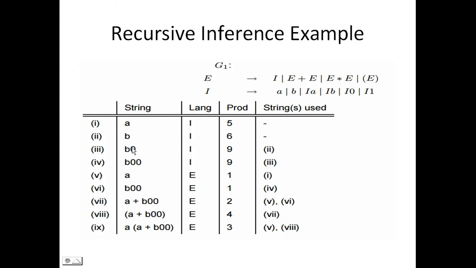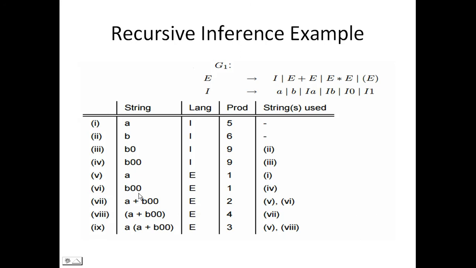Similarly now we want B00. For B00 we will make use of the third string. Again it is derived from the language I and the production rule used is 9th. Then next, from where did we get A? From I, right? But from where did we get I? We got I from E. That is why the language over here is now E, because we have to ultimately go to the head. Which production rule have we used? The first one, E gives I. So 1 over here.